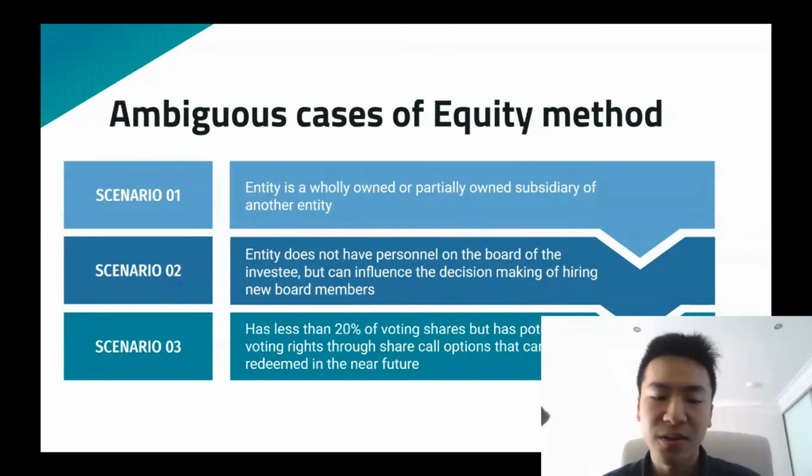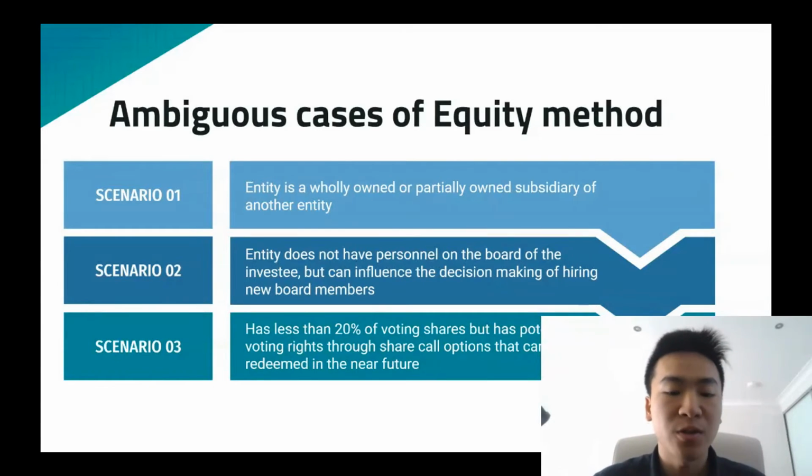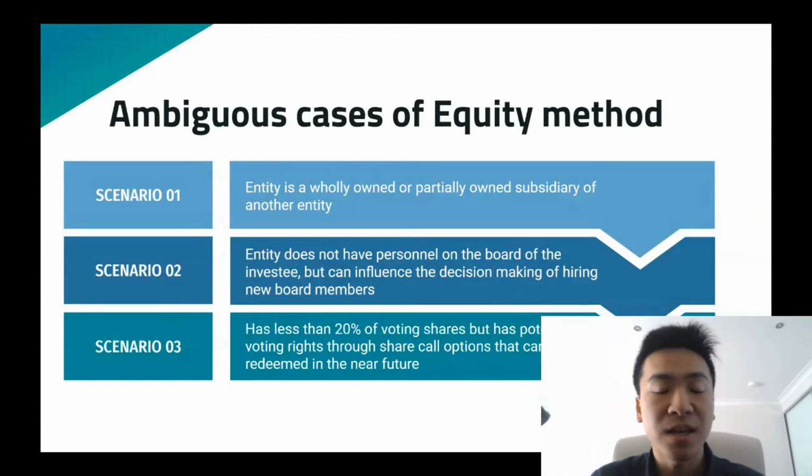And the last scenario is when they have less than 20% of voting shares, but have potential voting rights through share call options. Now, this is at a specific time when you're analyzing the investor entity, where they, for example, may have 10% of voting shares, but they hold another 10% in call options that can be redeemed in the future, not at the moment. So whilst at the moment they have 10% according to the 20% rule, where you look at the investors' share options at the moment, they can be redeemed in the near future if they decide to hold on to them, and obviously they will then have significant influence.